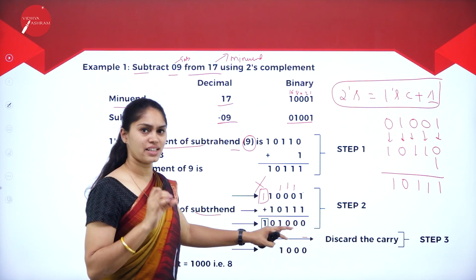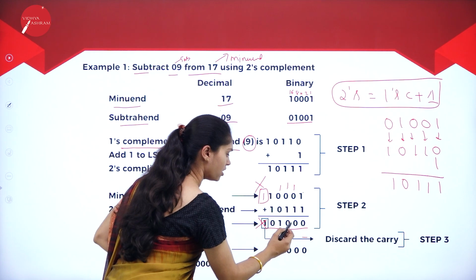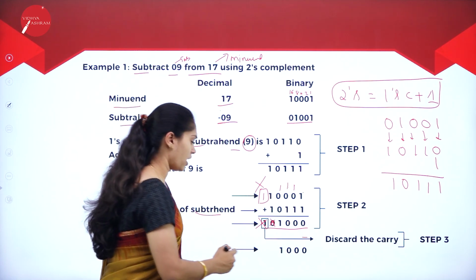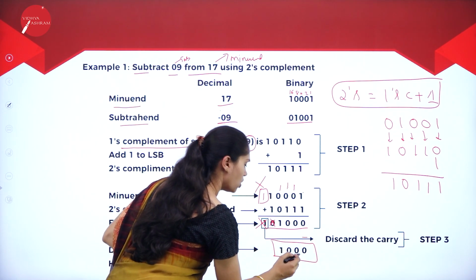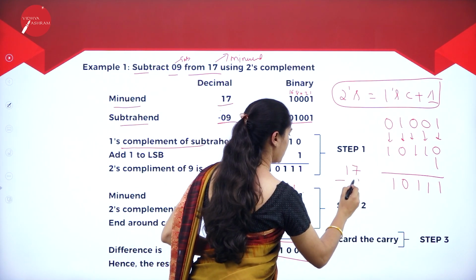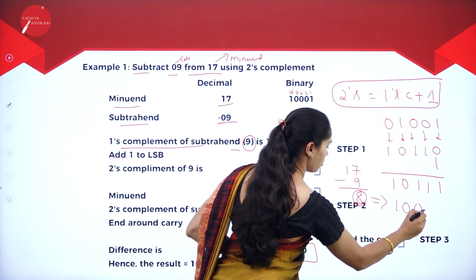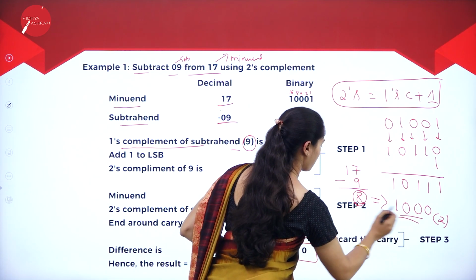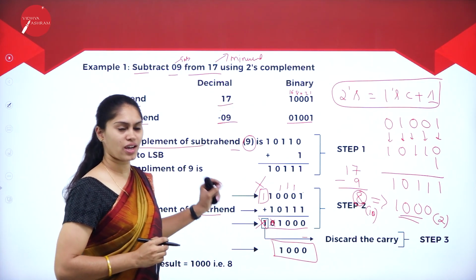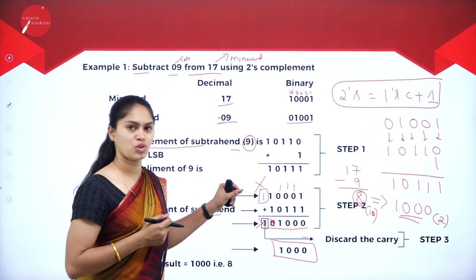At last I have to write the difference. So by discarding this value, I am going to get only 0 1 0 0 0. I can neglect the 0 also because that is at the left side. So ultimately we are going to get 1 0 0 0. That means 17 minus 9 is how much? 8. So 8 is equivalent to 1 0 0 0, which is base 2. This is base 10 because decimal, this is base 2 because binary. This is how we find binary subtraction by making use of two's complement.